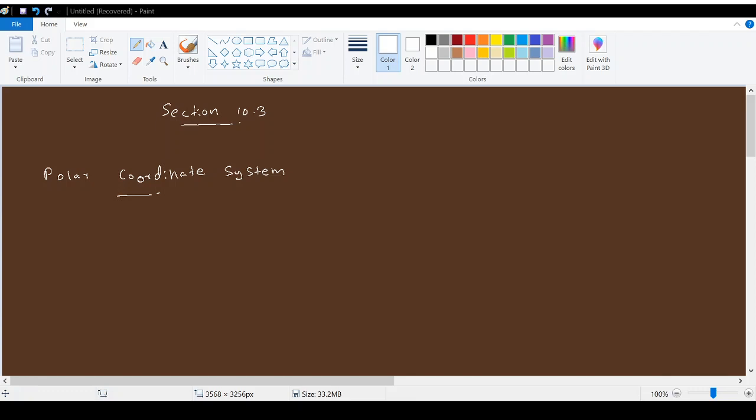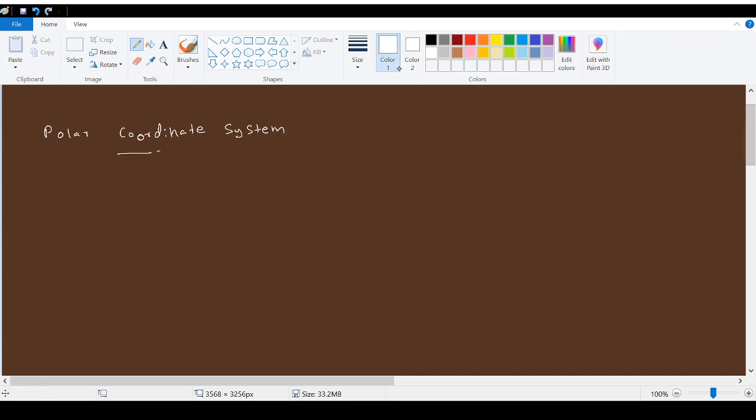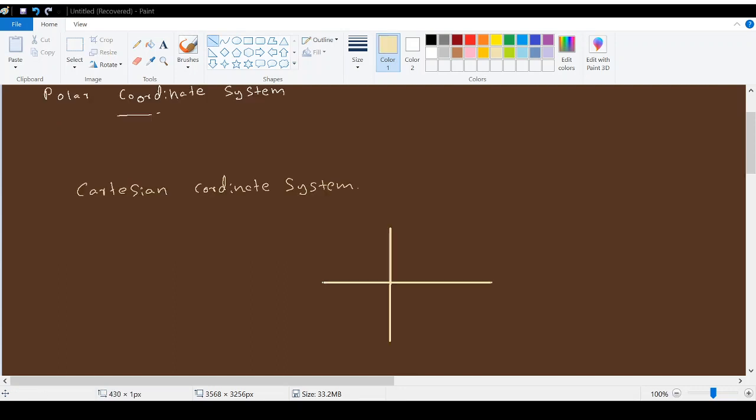Now we are going to learn a new coordinate system called the polar coordinate system. Well, before going into this new system, let me briefly go over the previous Cartesian coordinate system that we have been using so far.